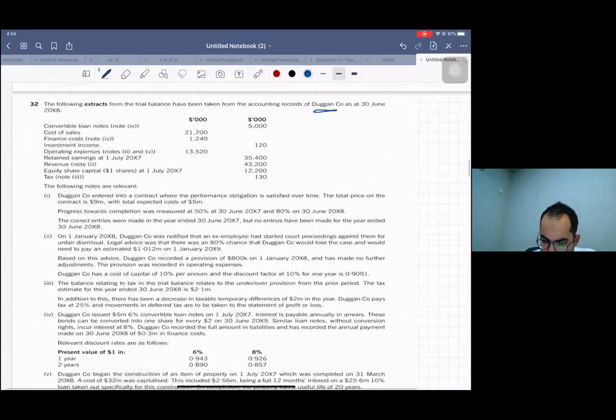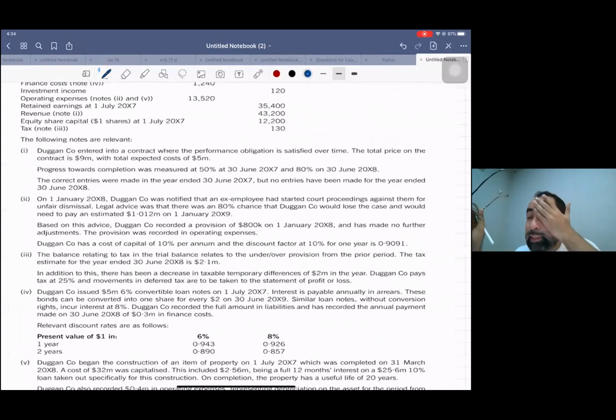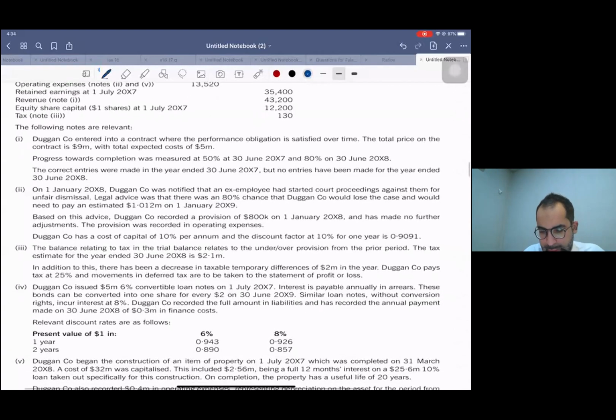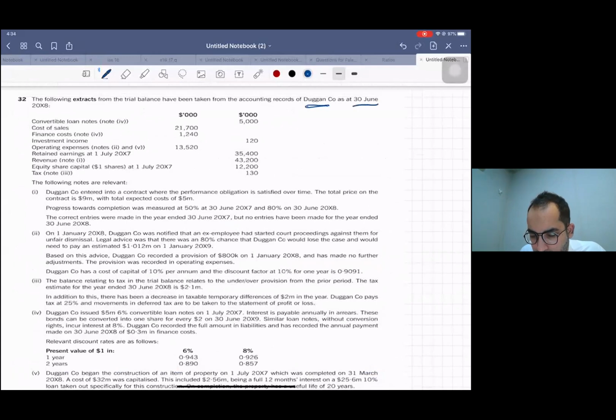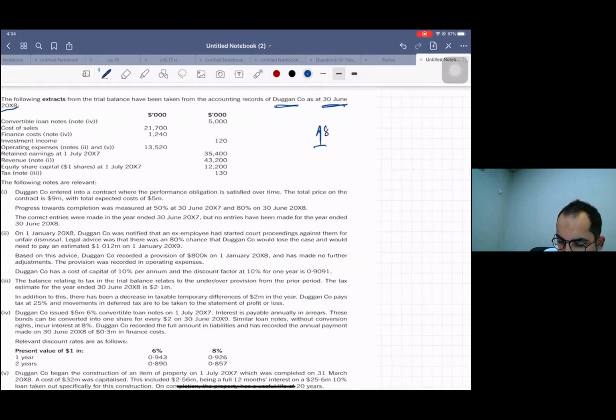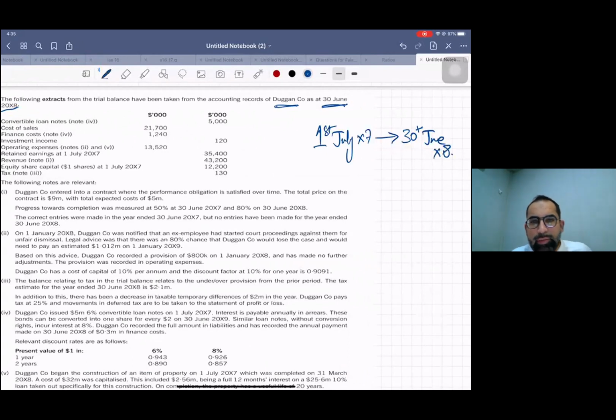Let's start with adjustment number one. Be attentive. First of all, the first technique is always to see the accounting period. At first instance, the accounting period is 30th June x8, so that means it's starting on 1st of July. This is your accounting period, 1st July x7 to 30th June x8.